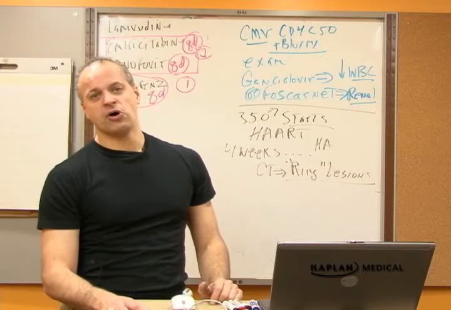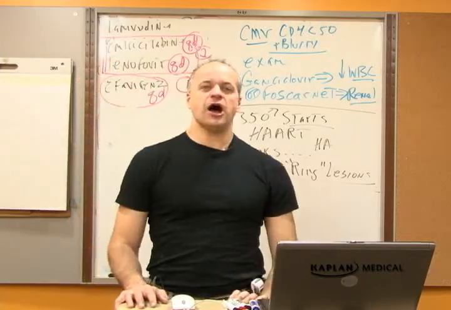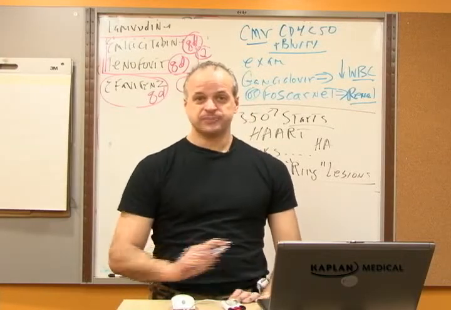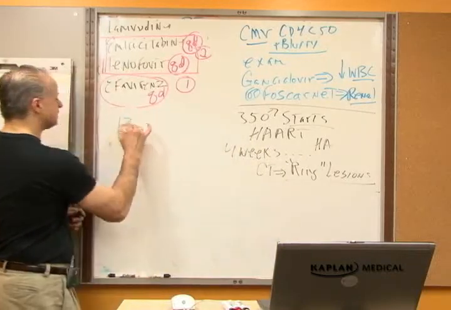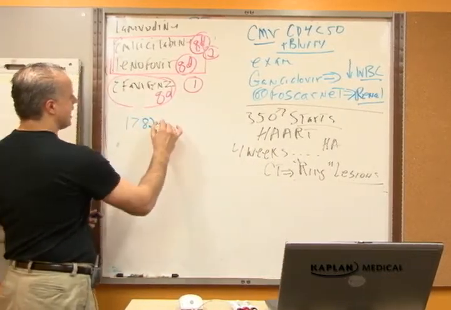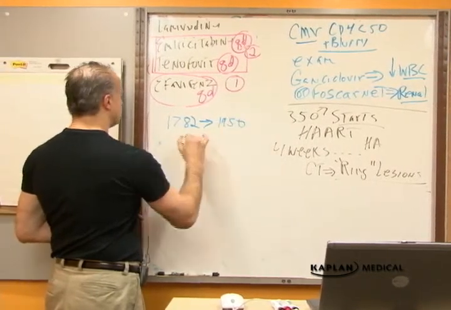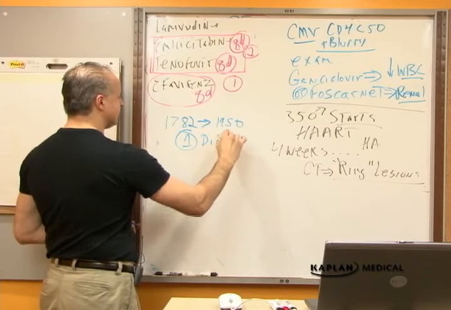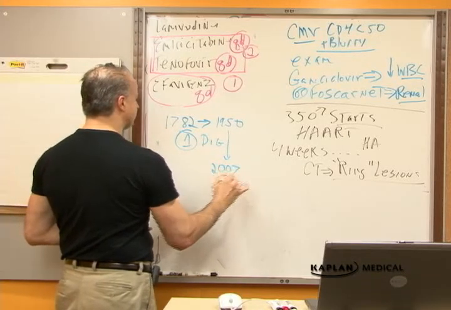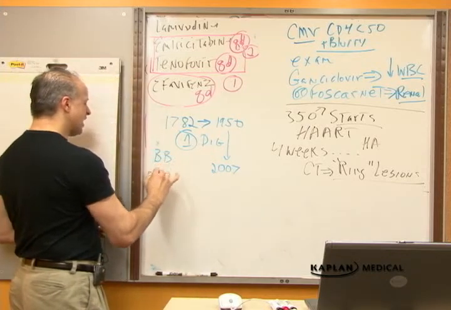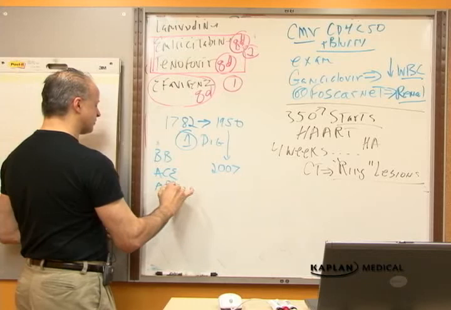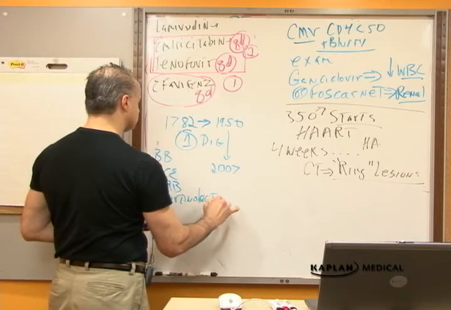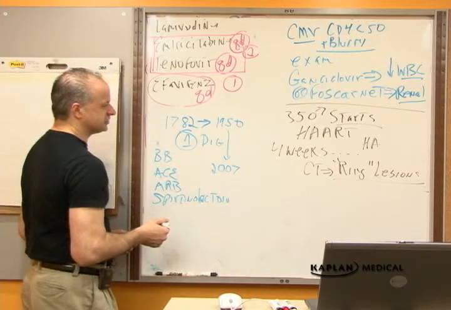HIV has undergone a more rapid development of medications than any other disease in the history of the world. Between 1782 and 1950, there was one drug for congestive failure, digoxin. Between 1950 and the year 2007, we added beta blockers, ACE inhibitors, angiotensin receptor blockers, spironolactone in the next 50 to 60 years.